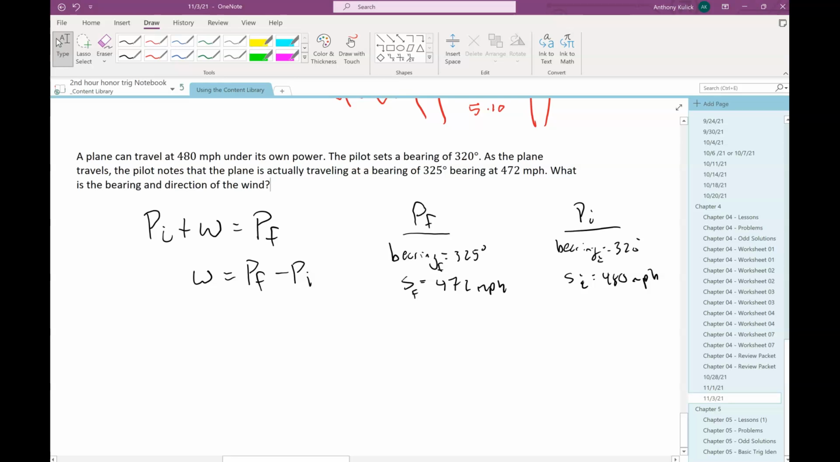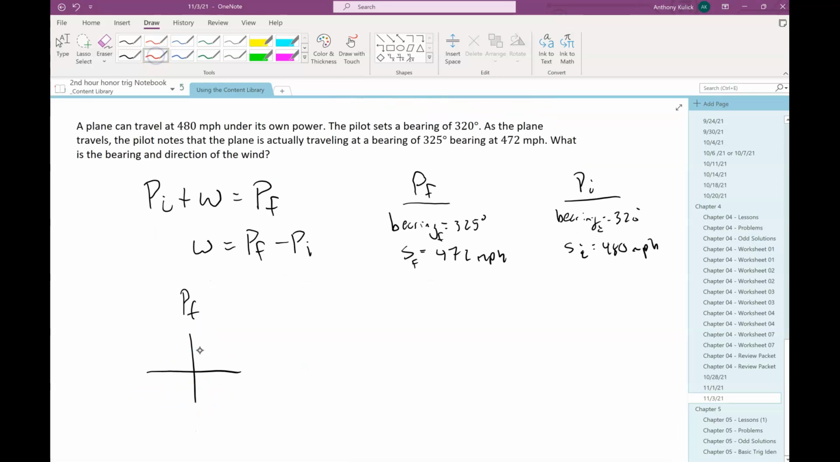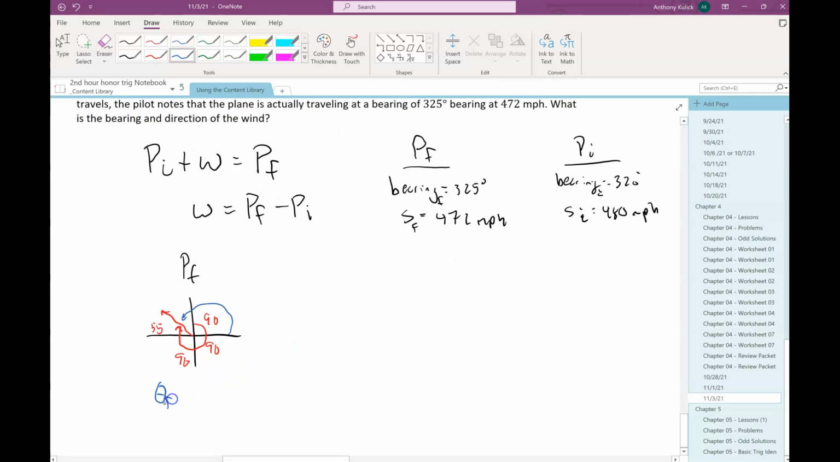Okay. So I'm going to start the same way. I'm going to start by taking the bearings and converting those into standard position angles. So there's my bearing. I had 90, 90, 90, and then 55. So my theta there then has to be 90 plus 35, so 125.